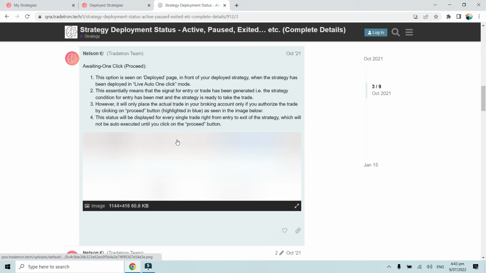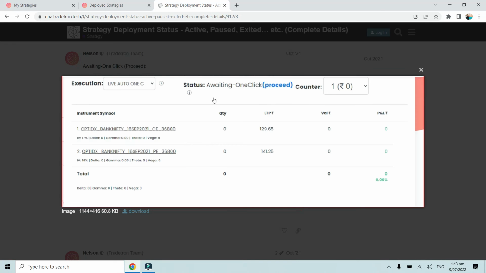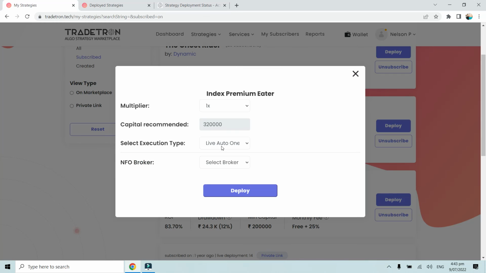So as you can see over here, this is the image. This is how it will look: anytime a trade is generated, you will be able to see this proceed button. Once you click on that, only then will it place the order in your broking account, or else it will not place the order. So that's how live auto one click works.